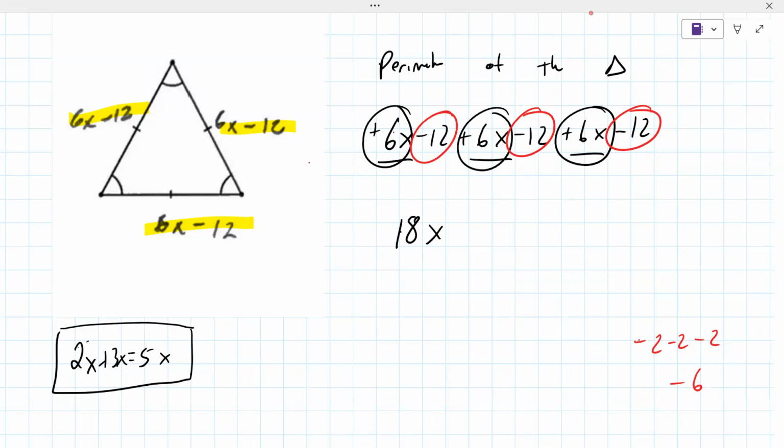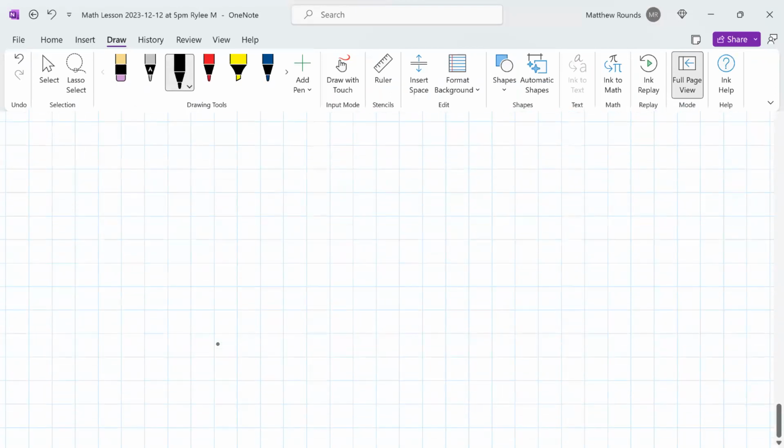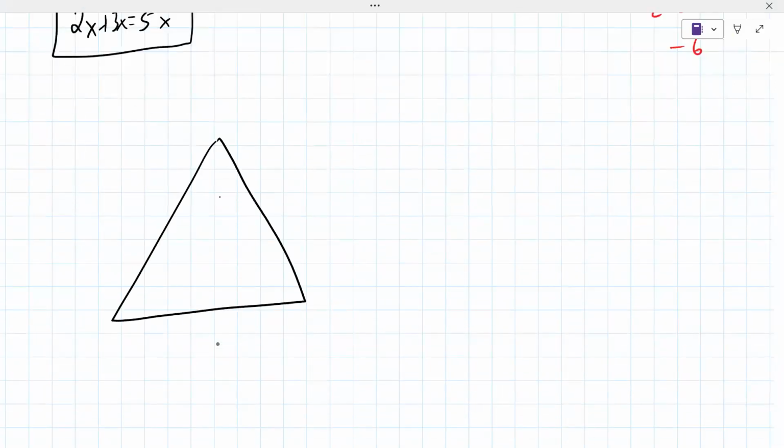Would it be -36? Okay, try another one here. You grab another triangle here. Okay, so here's another triangle. Let's say it's 3x minus 8, 2x plus 5, and 6x minus 1. Could you find the perimeter of this triangle, please?